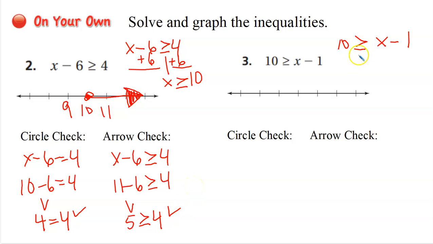All right, next. Draw the balance scale. Look at the side with the variable. The opposite of subtracting 1 is adding 1. I add 1 to both sides.